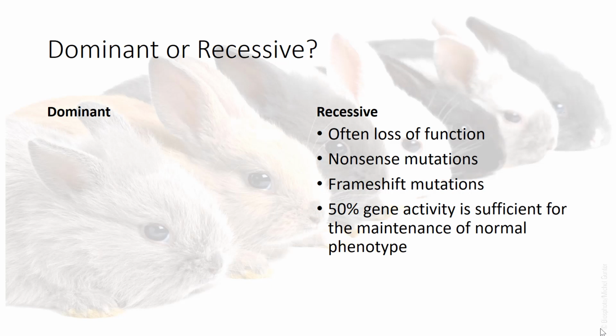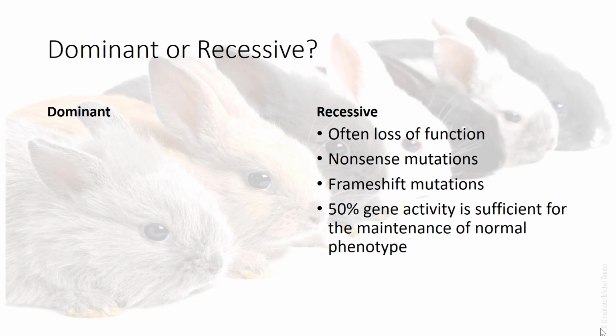Mutations that lead to genetic illnesses that are inherited through recessive patterns often lead to loss of function, where the mutation leads to the normal protein not being present. The mutations that most often cause these recessive conditions are nonsense mutations, where you get an early stop codon, and frame shift mutations, where you get an addition or a deletion that shifts the reading frame and makes a completely different protein product, or no protein product at all.